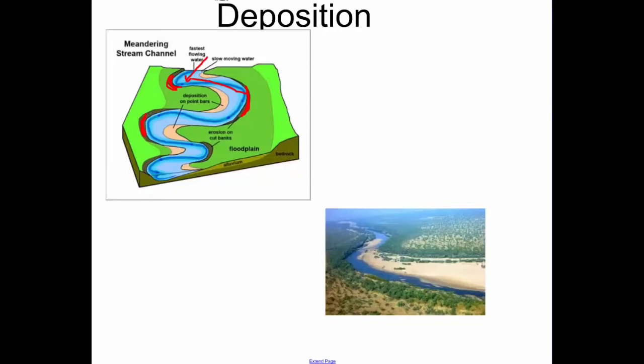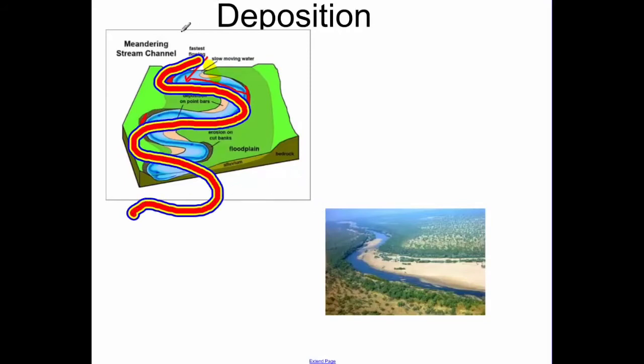Now the opposite is happening on the inside of that curb, right? So right in here you can see that it's going slower. It's going fast over here. It's moving relatively slow around the inside, and so it's depositing it, which is what's going to happen is these rivers are going to start getting wider and wider and wider. So you can tell an old river because it meanders.